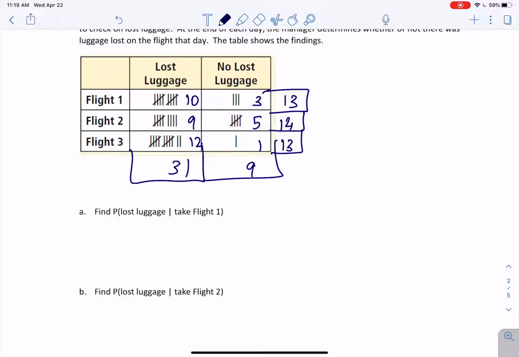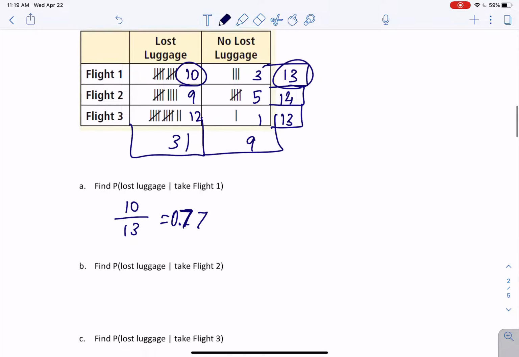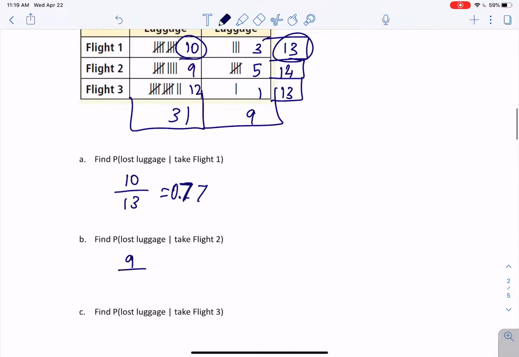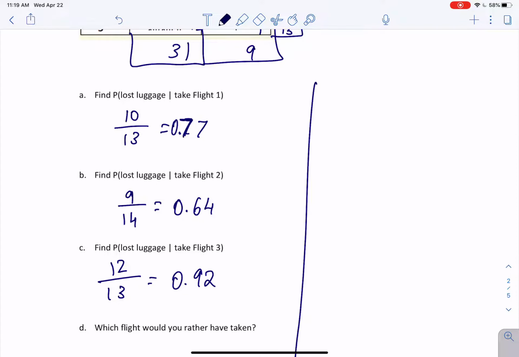So now let's look at, based on each flight, what is the probability that you lost your luggage? So if you took flight 1, there were 13 people on that flight, 10 people lost their luggage, right? So 10 out of 13. That's a pretty bad percentage. That's a 77% chance. If you took flight 2, now you had a 9 out of 14 chance. So 9 out of 14, that's 0.64. And taking flight 3, you have 12 out of 13 people, 0.92.